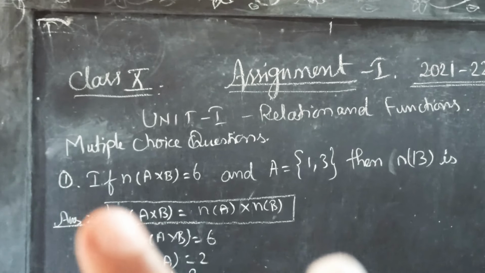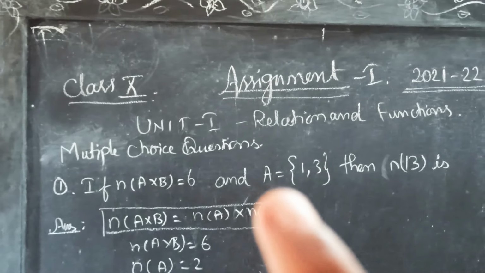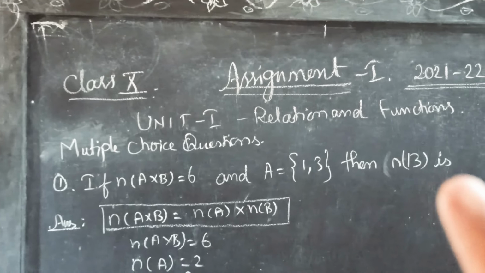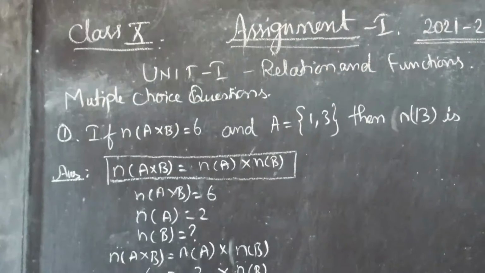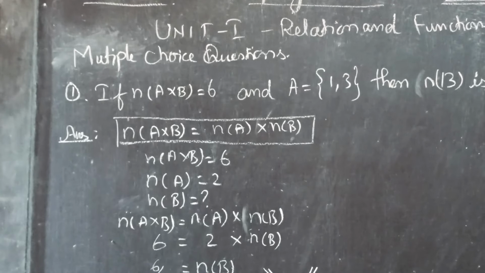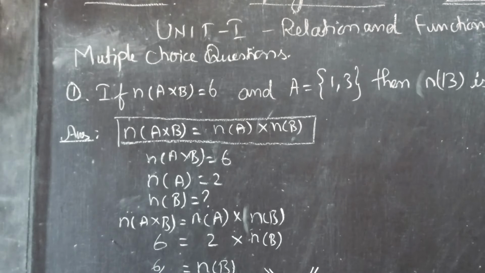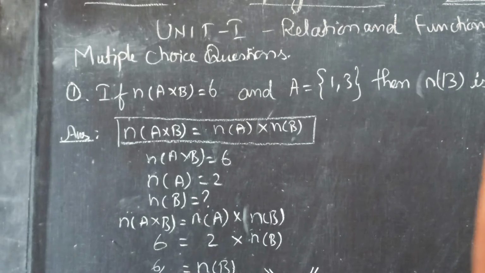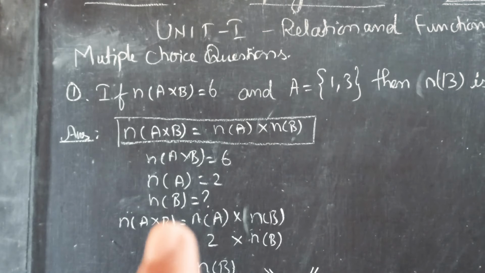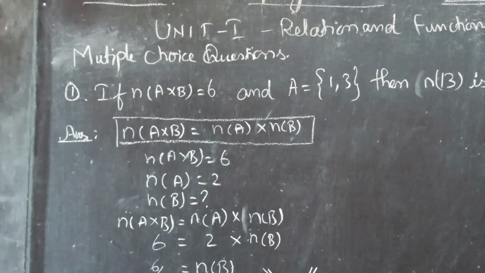So the first question is, if n of A cross B is equal to 6, n of A is equal to 2 (because there are only two elements here), then n of B is? As we know, we write the formula in the form n of A cross B is equal to n of A into n of B. N of B we don't know, so we substitute in the formula.